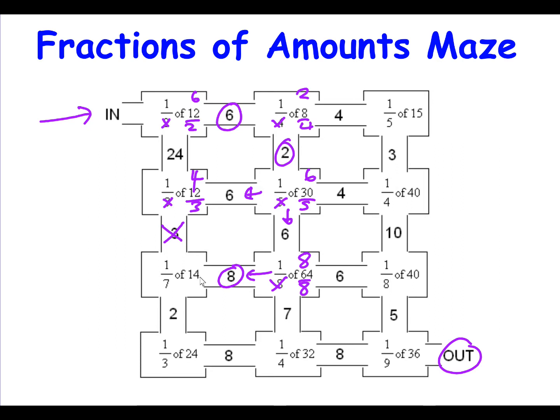1/7 of 14 is 2. 1/3 of 24 is 8. 1/4 of 32 is 8. And 1/9 of 36 is 4. And that gets us out of there.